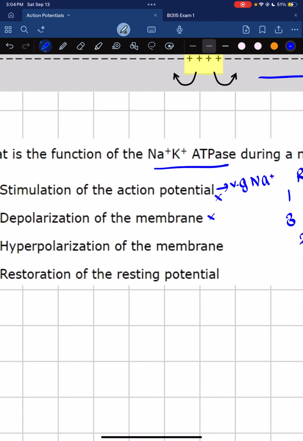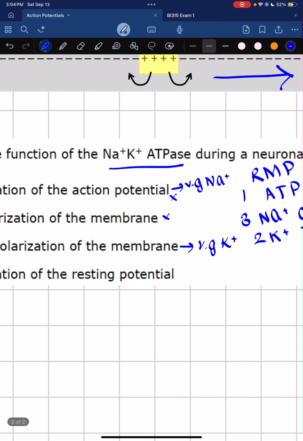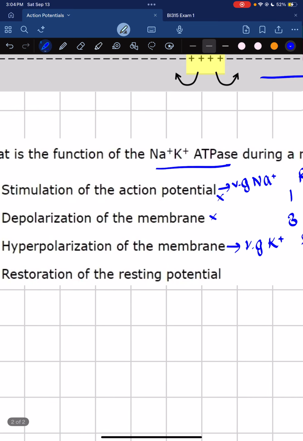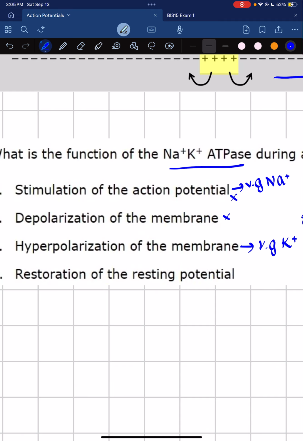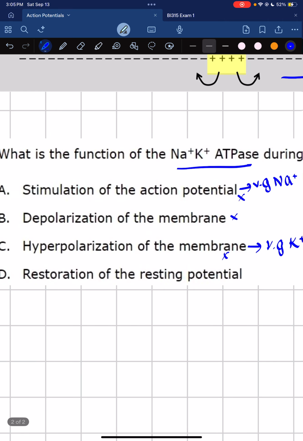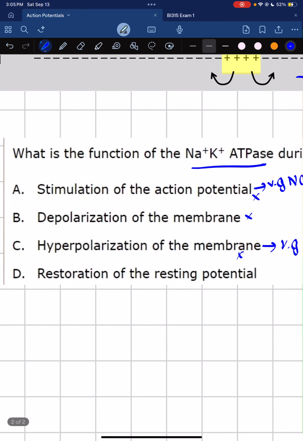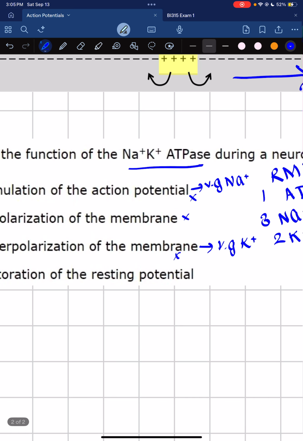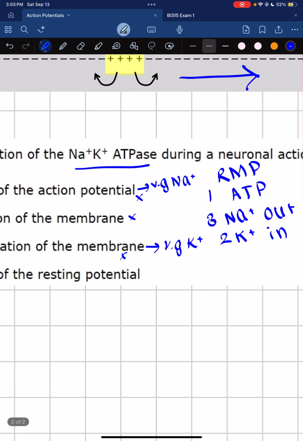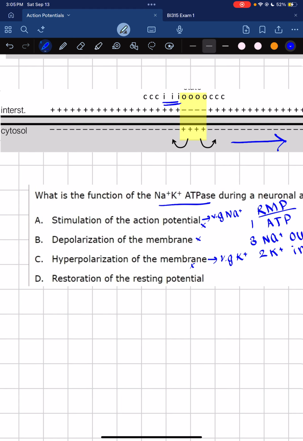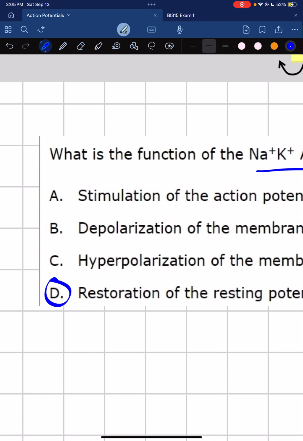Hyperpolarization of the membrane. Now, remember that this is when the voltage-gated K plus channels get a little bit sloppy. They allow more K plus to leak out than at the resting membrane potential. So since this is not about the sodium-potassium pump, we can cross this out. The only answer choice left is D, but let's go through it first. The restoration of the resting potential. Yep, that's it. Remember that the sodium-potassium pump maintains the resting membrane potential along with the potassium leak channels. So we know that this is our right answer.